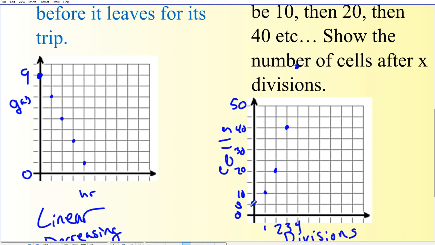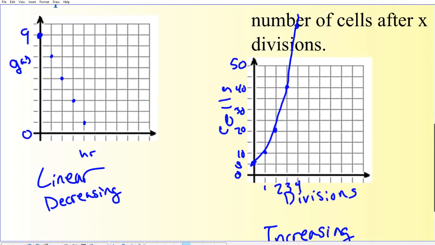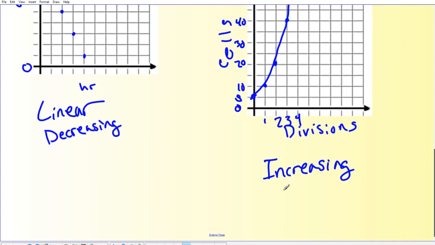So if I connect them, trying to make the line as smooth as possible, well, that is increasing. The number of cells is going up very quickly. Okay, so it's definitely increasing. See, it's going up. And this is nonlinear. It's not going up by the same amount each time. It went from 10 to 20 to 40 to 80, 160. It's increasing. The word is exponentially. It's increasing incredibly fast. This is non-linear.